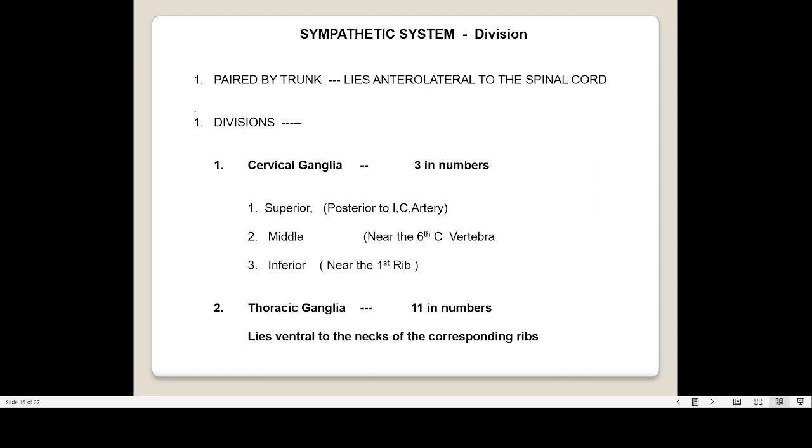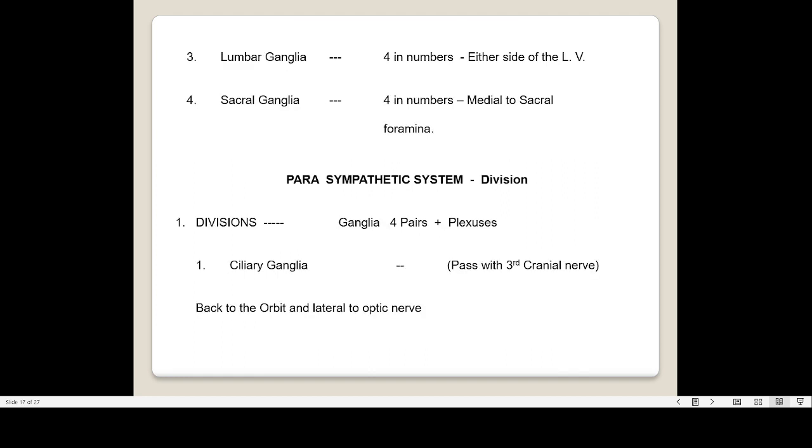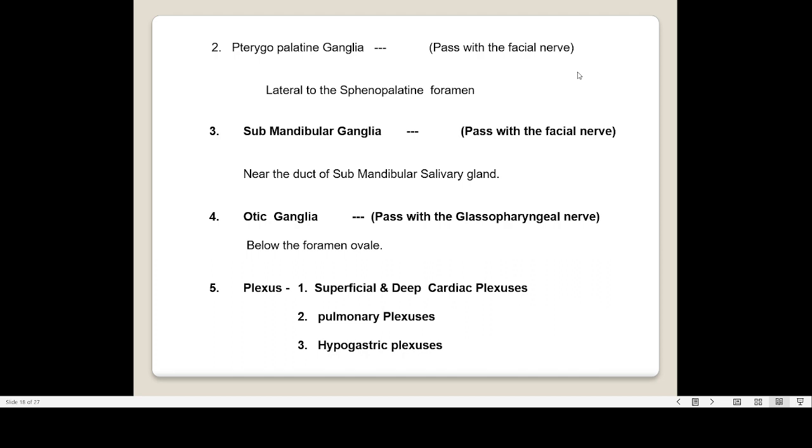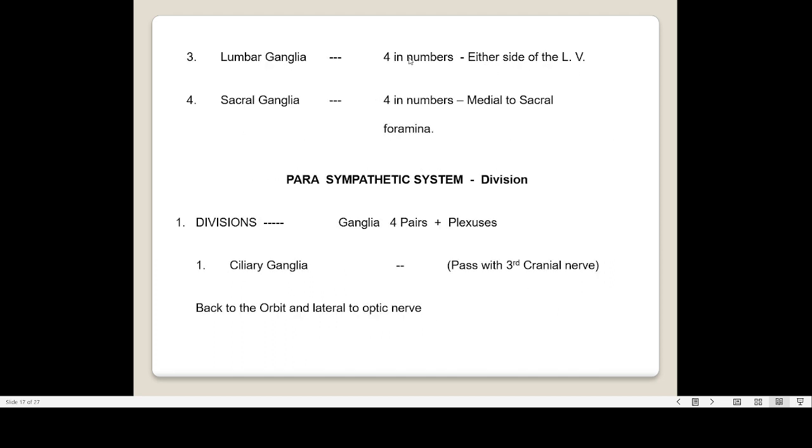They are 11 in number. That is the thoracic ganglion. Similarly, the lumbar ganglia are 4 in number, on either side of the lumbar vertebra. Then the sacral ganglia, they are 4 in number, medial to the sacral foramina.